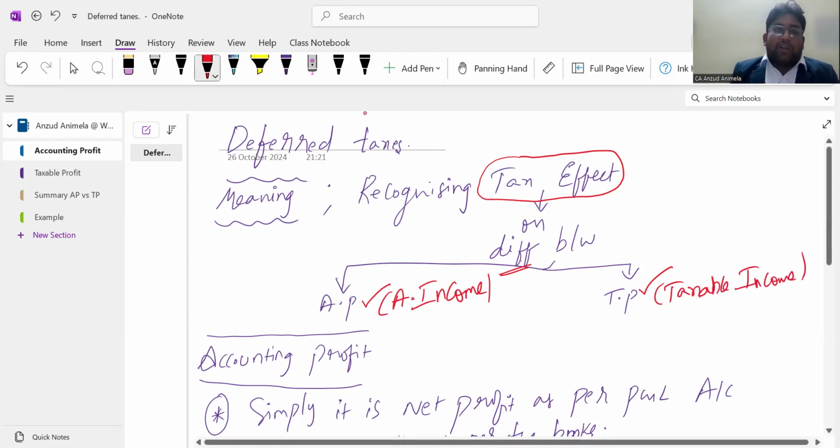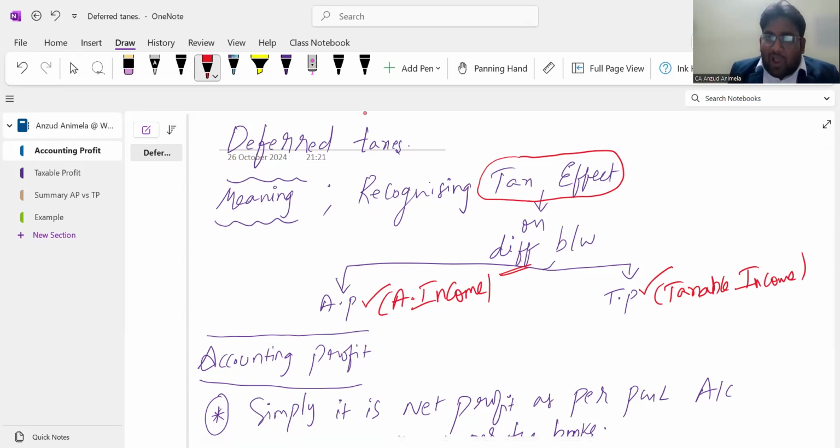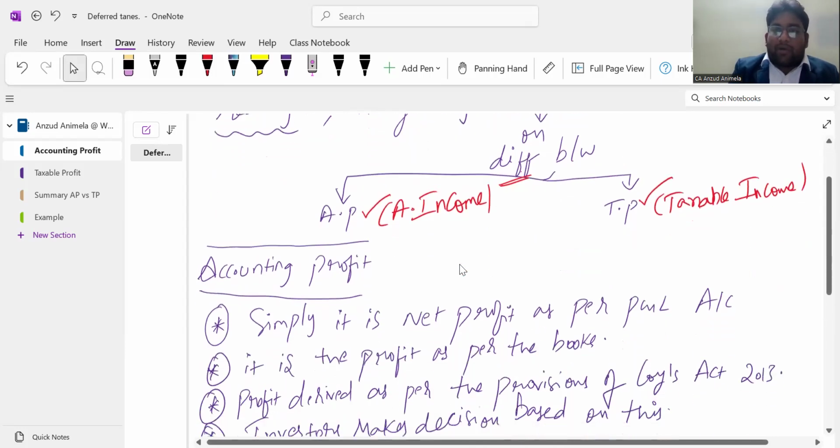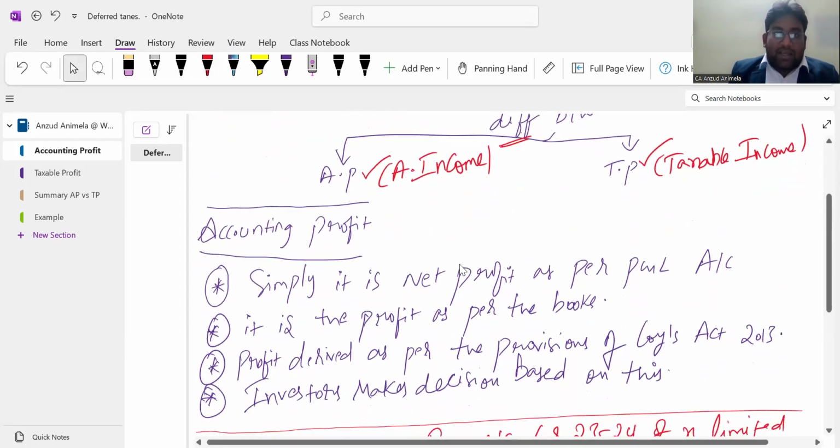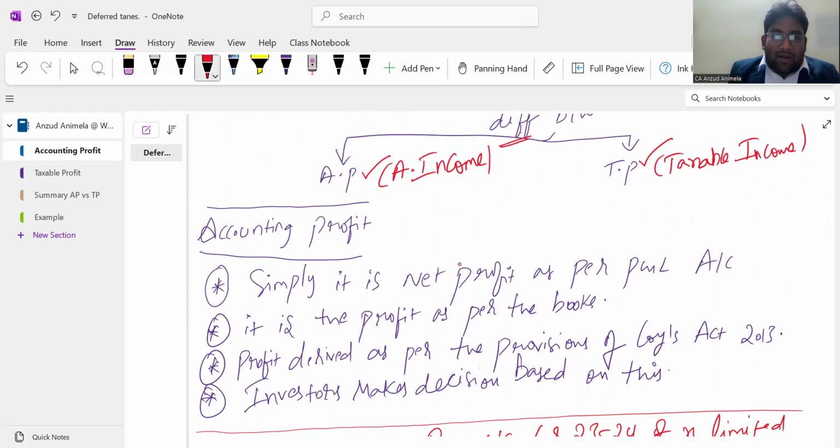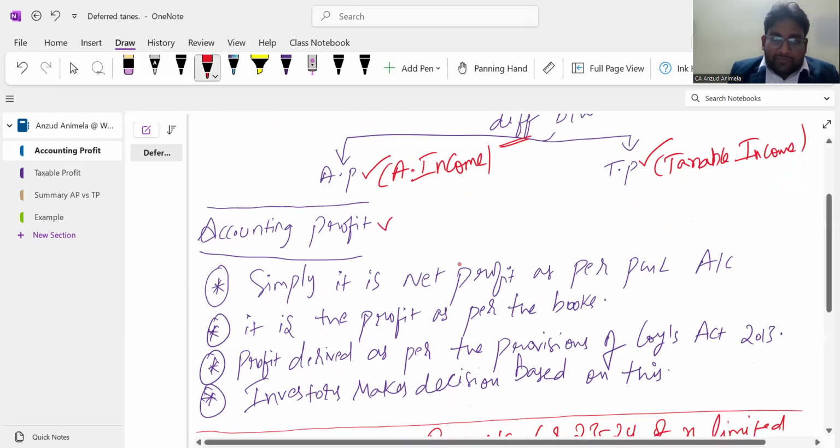So the straightforward meaning of deferred tax is that you have to recognize the tax effect on the differences between the accounting income and taxable income. Let's see the meaning of accounting profit. Accounting profit is as simple as the net profit shown in the profit and loss account.